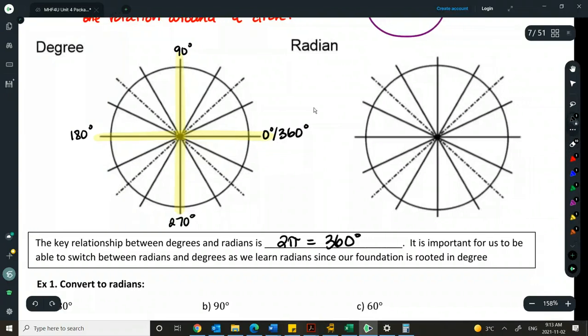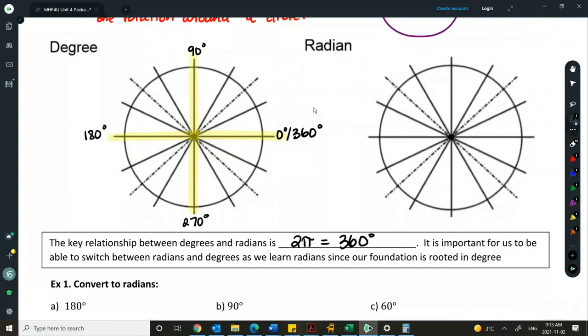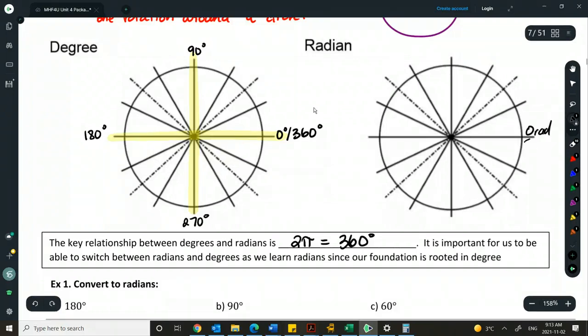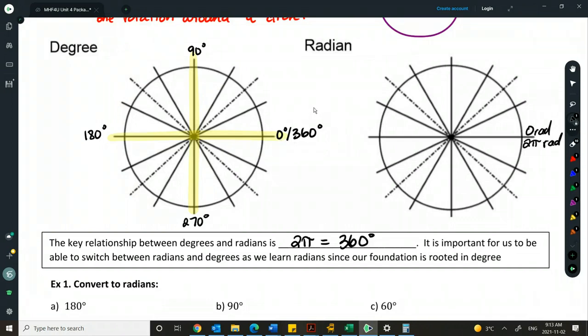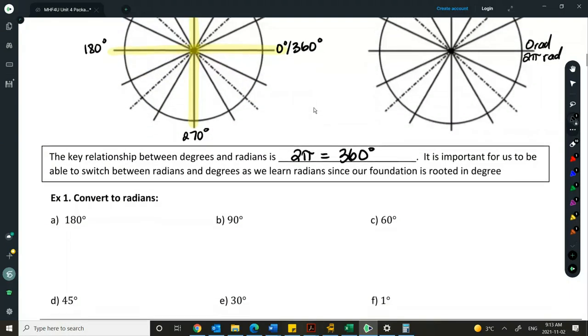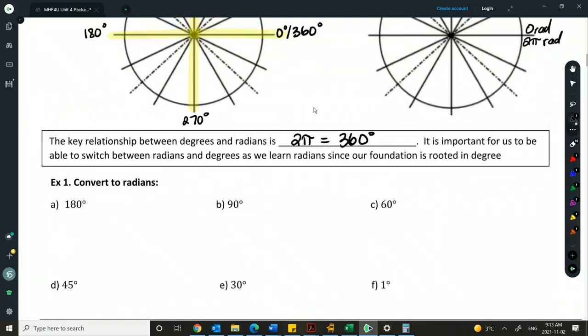And of course, if I have 0 degrees of rotation, then I also have 0 radians of rotation here as well. So this is 0 radians. And this is also 2 pi radians at this location, just like this is 0 and 360.